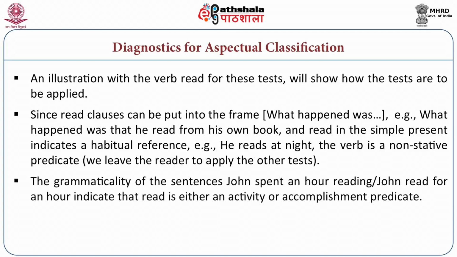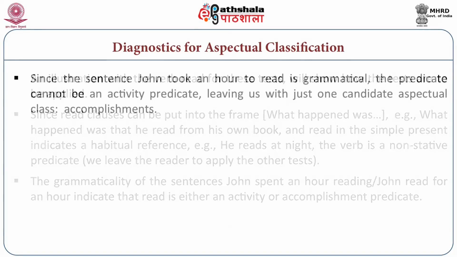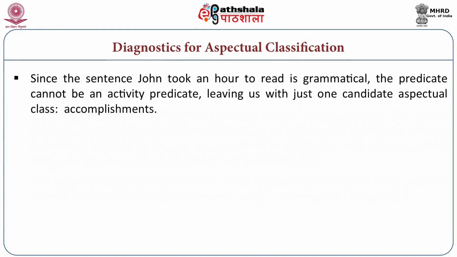The test, the grammaticality of which suggests that read is an activity or accomplishment, is the applicability of the for an hour test. John read for an hour indicates that read is either an activity or an accomplishment predicate. However, John took an hour to read is also grammatical. The predicate cannot be an activity predicate, leaving us with just one candidate aspectual class, accomplishments.